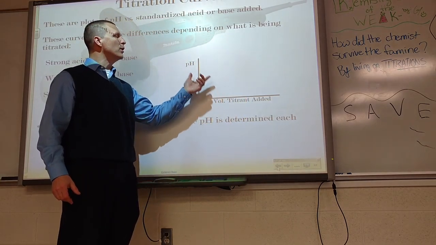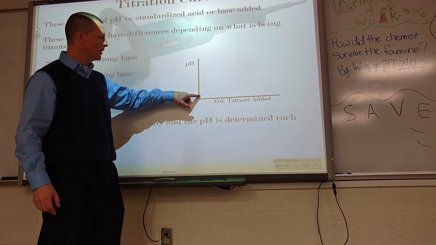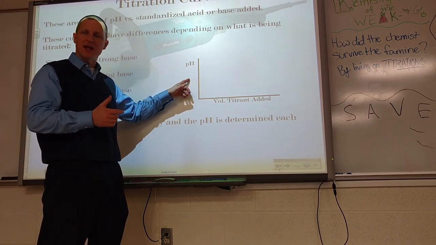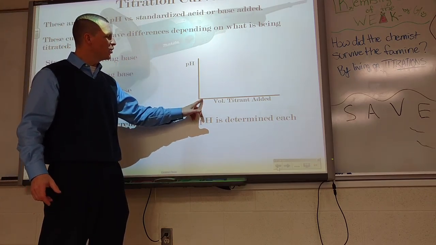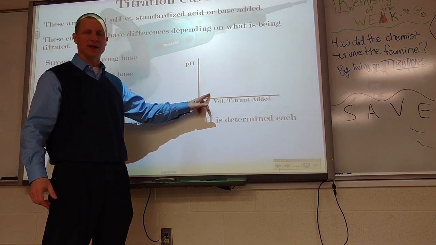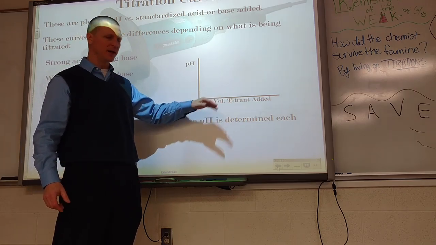So what we would do, we would start constructing a graph. The y-intercept would be 0.7. That was what the pH is at zero milliliters added. Then we'd go over 10 milliliters and up to 0.9. So we started with 0.7 and went up to 0.9, so it's just creeping up a little bit here at the beginning.